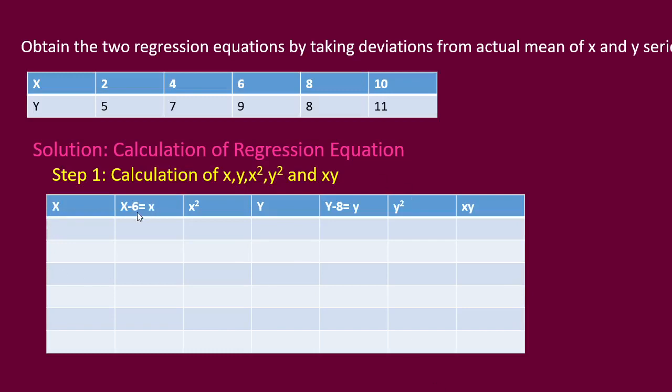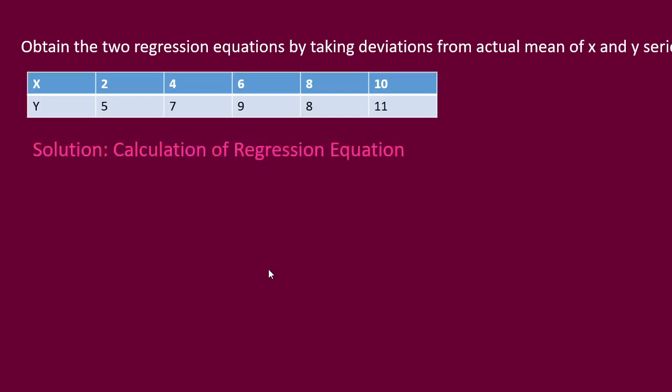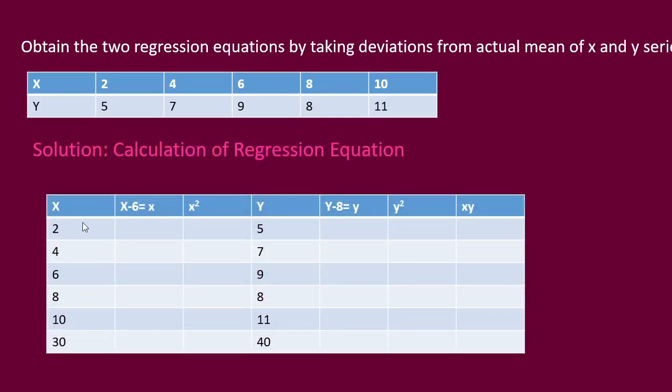The columns are x, x minus x bar, since here we have taken the actual mean, then x square, y, y minus y bar, y square, and xy. Here I have considered the values of the x series and the values of the y series, and taken the summation of x and summation y. Here we should find the x bar as well as the y bar for the next column, x minus x bar.